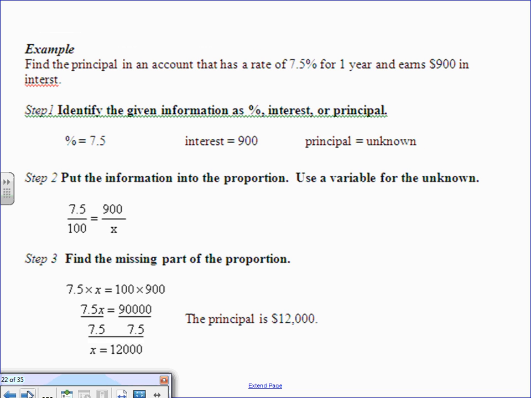So now this one we have principal in account that has a rate of 7.5% for 1 year and earns $900 in interest. Okay, so we're asking what was the initial amount here, the principal. So the proportion's set up. Again, you cross multiply, divide. Now because it only asks for 1 year, whatever you get when you cross multiply and divide, that's your answer. So 12,000 is your answer for this one.